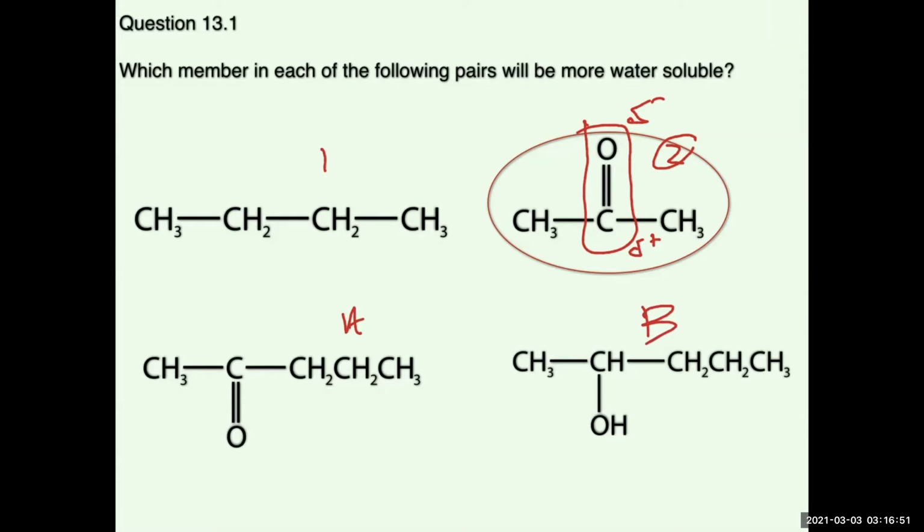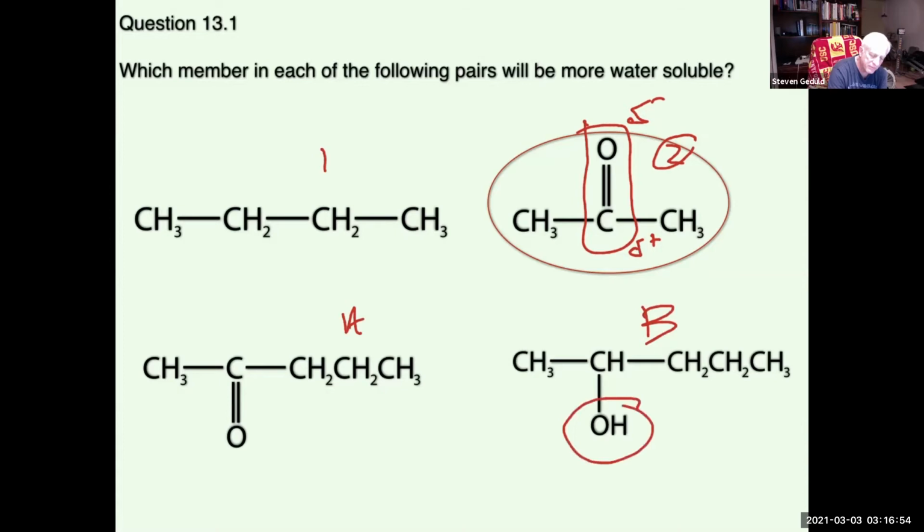B, perfect. B has hydrogen bonding on its own too, because there's a hydrogen attached to oxygen. So alcohols are always more soluble than ketones or aldehydes, because again, this is going to have hydrogen bonding. So you have hydrogen bonding here and hydrogen bonding on the water molecules, so it's going to be much more soluble. So B is going to be more soluble. Ketones or aldehydes are more soluble than hydrocarbons. Alcohols are more soluble than ketones or aldehydes.